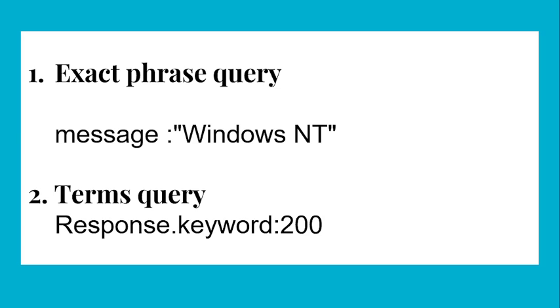The second is the term query. Think of it like a match query, an exact match query. The first one is also a match query, but an exact phrase match query, and the second one, the term query, looks for a particular exact match. Like here, response.keyword contains the 200 status code. It will return all the documents which have a status of success, meaning OK or 200, in the keyword.